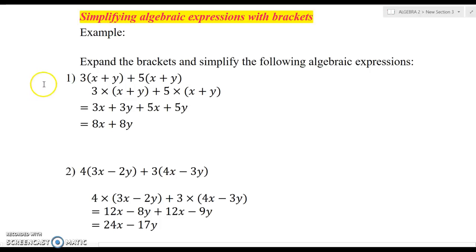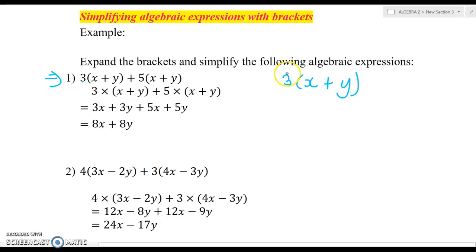First example: 3 open brackets x plus y close brackets, plus 5 open brackets x plus y close brackets. Remember I told you in the last video, between a number and a bracket there's an invisible multiplication sign. So this is really 3 multiplied by (x plus y) plus 5 multiplied by (x plus y). I'm just going to pull it aside here in pieces and do it for you.